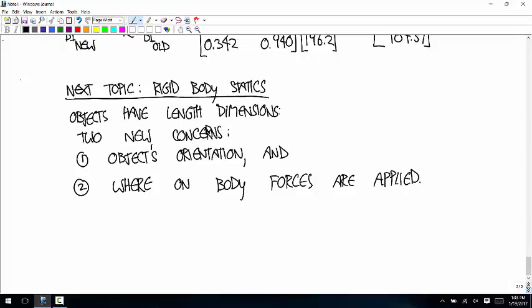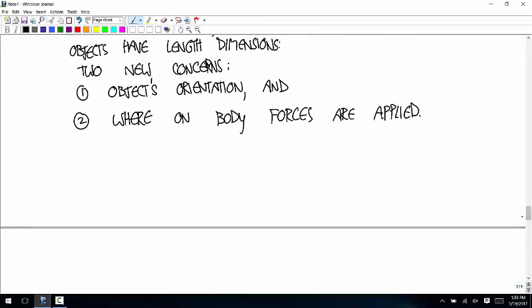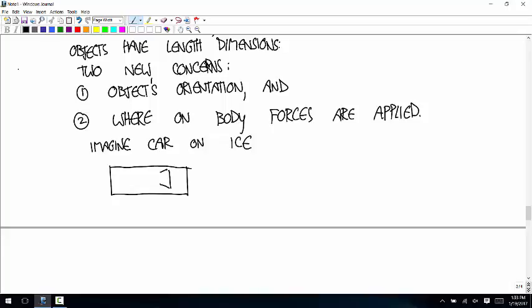So imagine a car on ice. This is a top view of the car. You know what I mean? I'm going to just be drawing this car the rest of the class. Watch this though. Just do this in your notebooks.